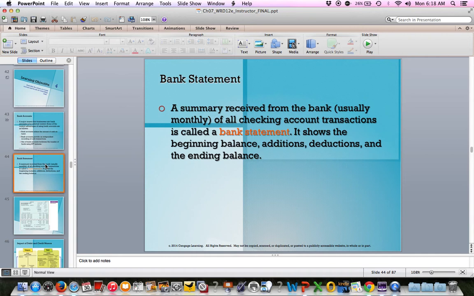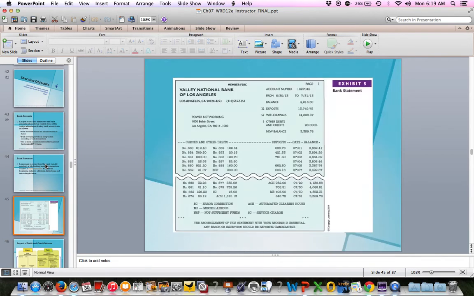A bank statement, then we get that from the bank once a month. Basically it just shows every transaction that went through our account. What was the beginning balance, what were all the deposits, what were all the deductions, and what's the new ending balance. So we all should know what one looks like, but here's an example of one right here.